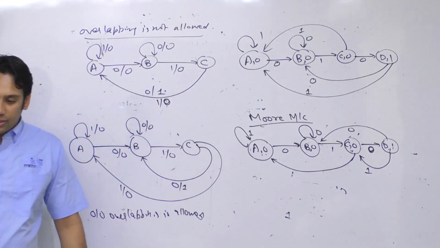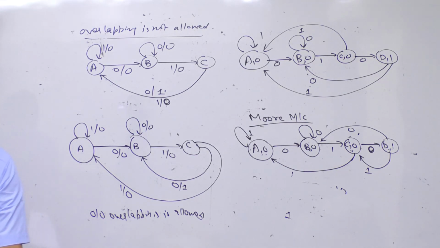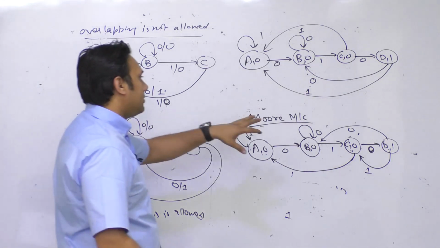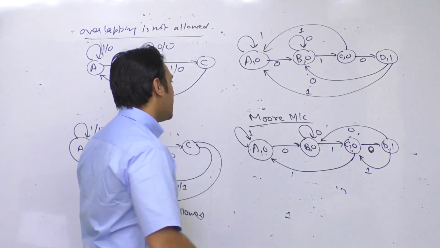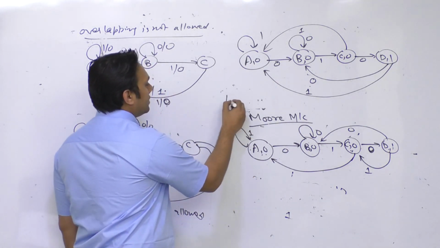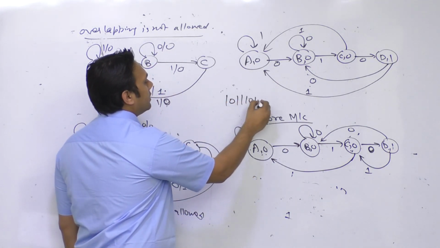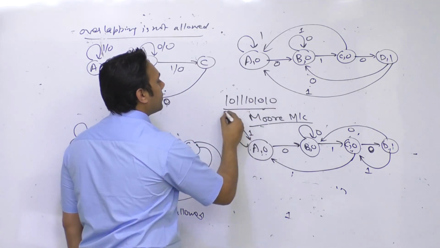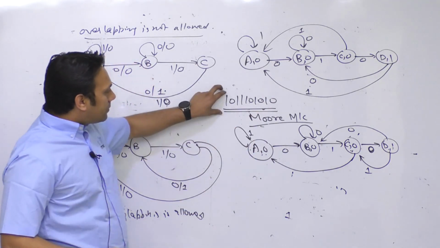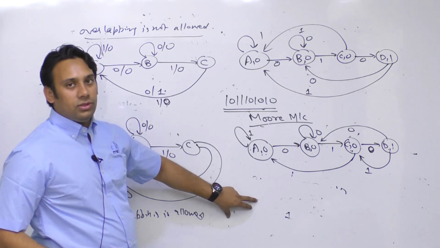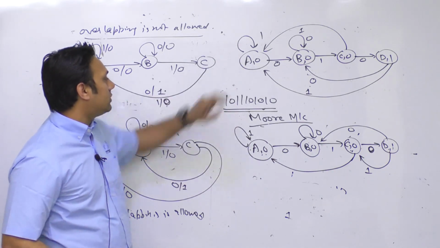So this is the difference when overlapping is not allowed, and this is when overlapping is allowed. Is this clear to all of you? Now is it clear? So let us try and give some input, and then you will understand the difference. Assuming we have the input as 1 0 1 1 1 0 1 0 1 0. Okay, this is the input. Now we give this input to this one, and we give this input to this one. So if you give this input to this one, what will happen?